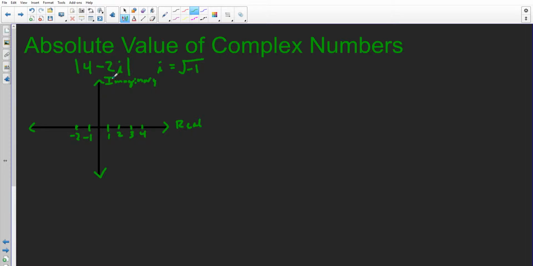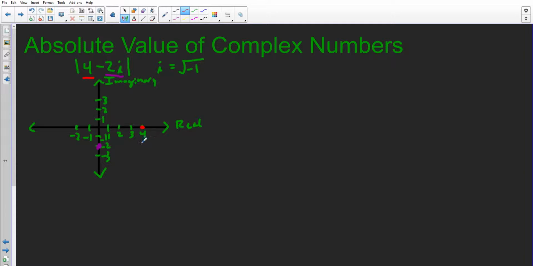Now our second thing here is the imaginary. If we go up, we go 1, 2, 3, but it's actually a negative point, so we have to go down. So we go -1, -2, -3. So our imaginary point is actually right here, at -2, and our real point is 4 on the line.